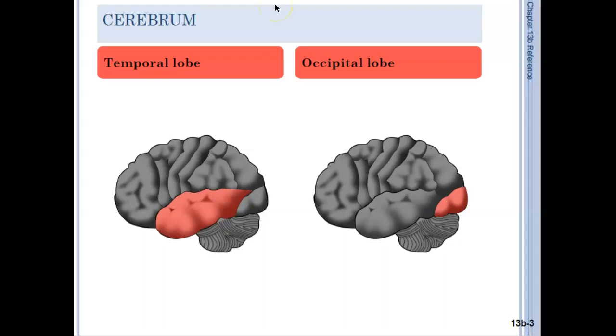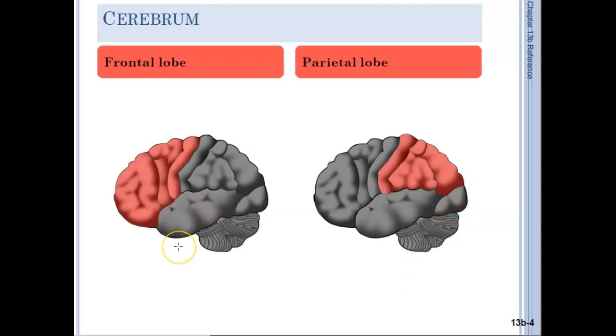The occipital lobe is going to be located towards the posterior part of the brain, and this is the visual processing center of the brain. It contains most of the anatomical region of the visual cortex, so all of your vision is going to go through this particular area. Moving on to the frontal lobe.